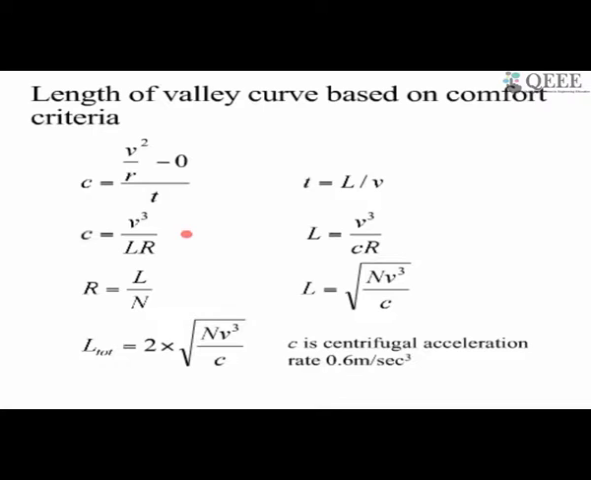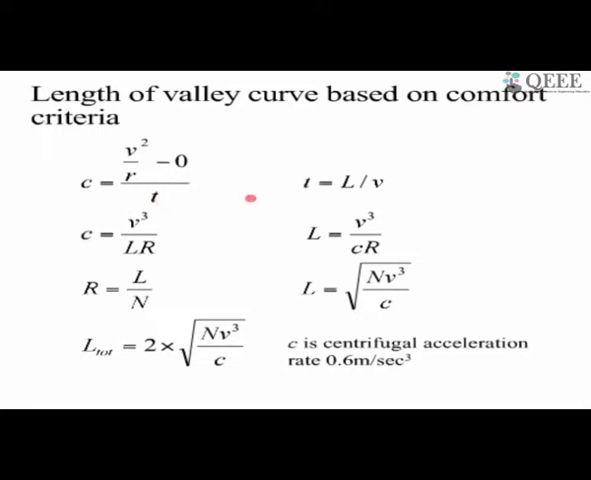How do we estimate the comfort criteria? We need to look into the change in centrifugal acceleration. The C is the centrifugal acceleration, and the change is going to happen. So the change at the curve at the bottom is going to be v square by r, where r is the radius. At the tangent, when the curve began, at that time it is 0 because r is infinite. So this is the total change, and this is happening over the time t.